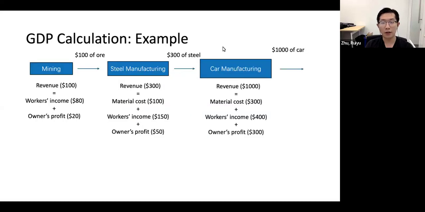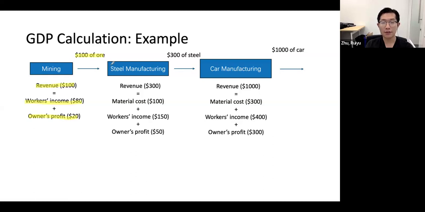So this figure shows how this economy works, right? So we have the mining industry. Suppose they produced $100 of ore, right? So that $100 is the revenue in this mining industry, right? So that revenue can be broken down into workers' income, which is $80, and firm owners' profit, which is $20, right?